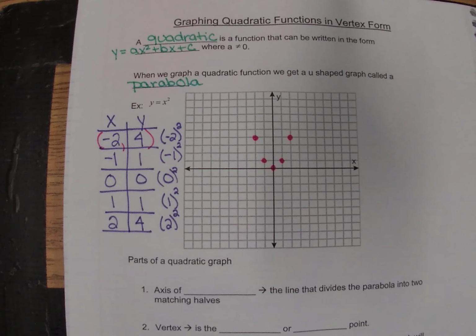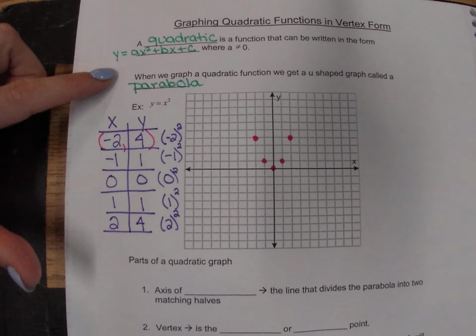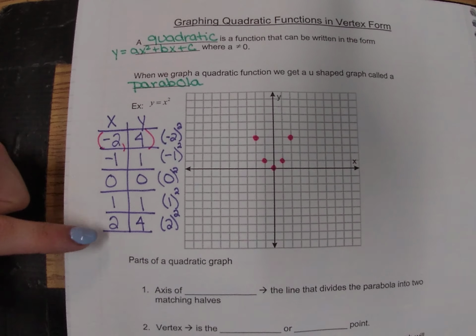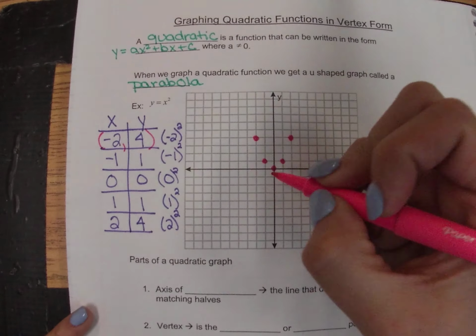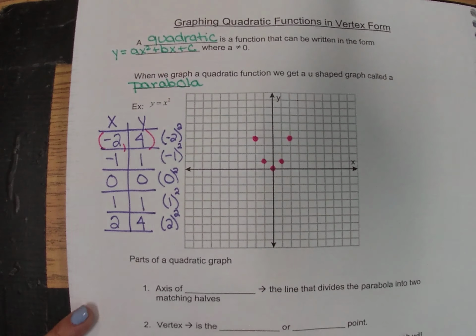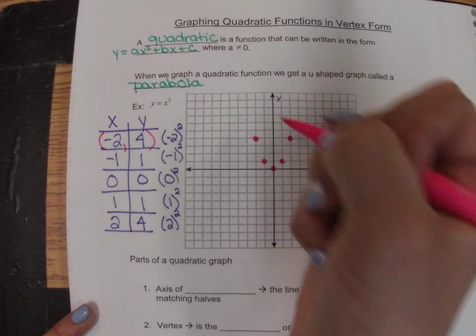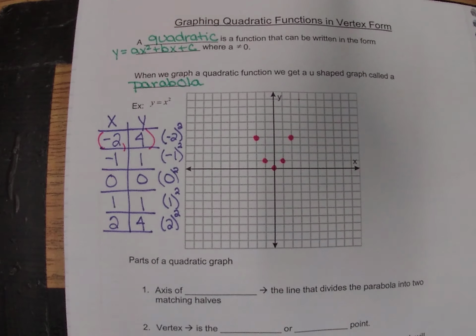Just like we learned when we were doing linear functions, that line didn't just end wherever we made the points. It wasn't just connecting the dots. This was a graph that would continue to go, because we could plug in more points over here. If we were to plug in 3, we would get an output of 9. So there'd still be a point (3, 9) on the graph. And there'd still be a point (-3, 9).